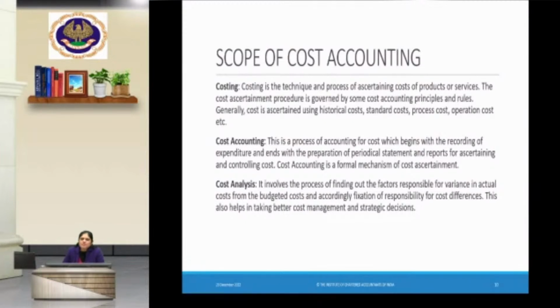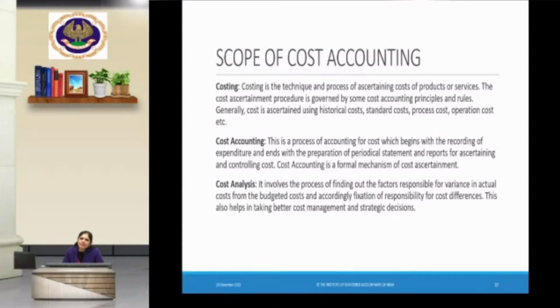So this is the scope of cost accounting we were doing. Costing, of course, is the technique. Cost accounting, again, I've already explained. It's basically the process for recording of cost, like we record the expense and income and expenditure in financial accounting with all those journals and ledgers. I hope you know all that.